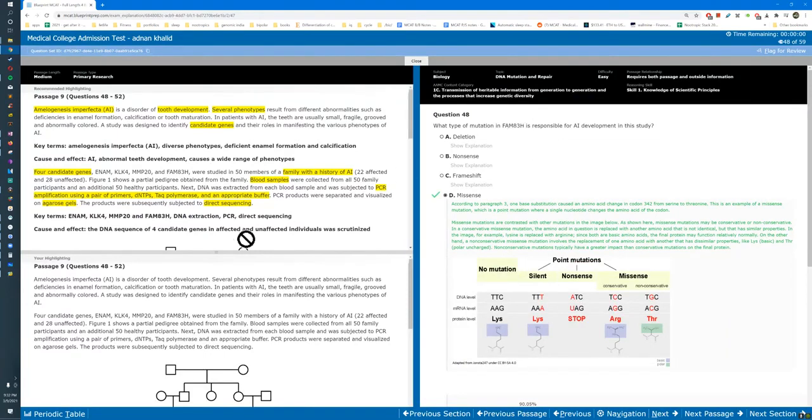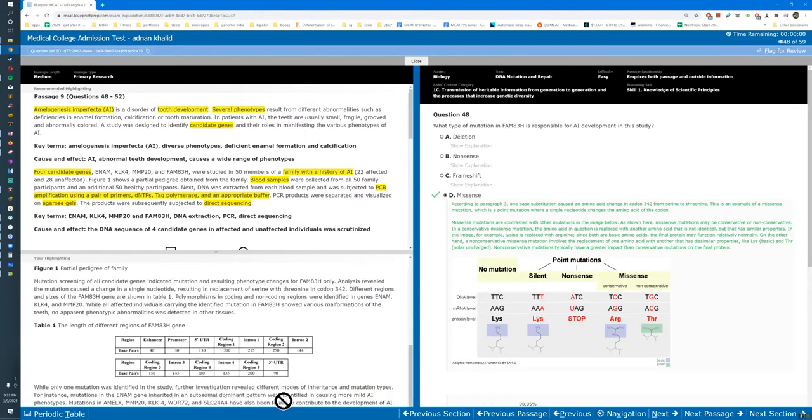Okay, this one, I just looked straight down at the FAM83H, and it says single nucleotide. So this FAM83H mutation causes a change in a single nucleotide. It's important to know more than that, because if it's a single nucleotide that doesn't change the amino acid, it's a silent mutation, but it replaces the amino acid from serine to threonine. That's called a missense.